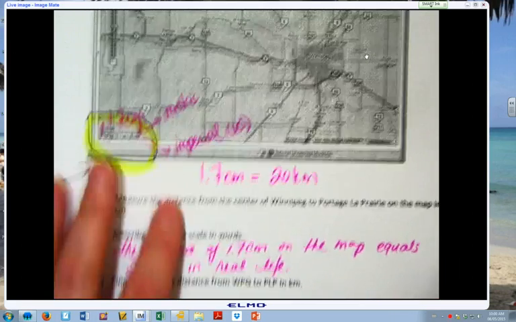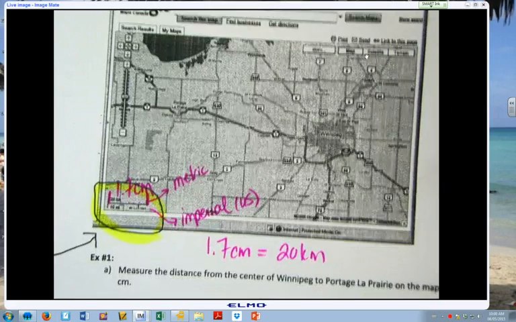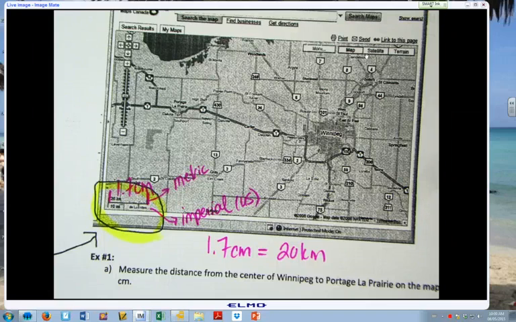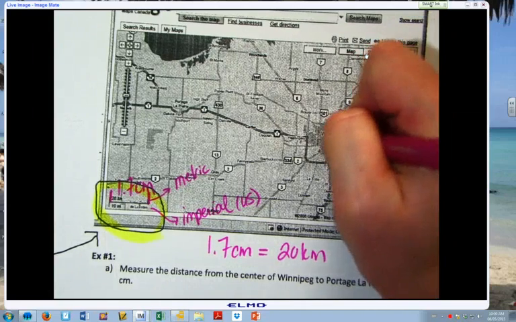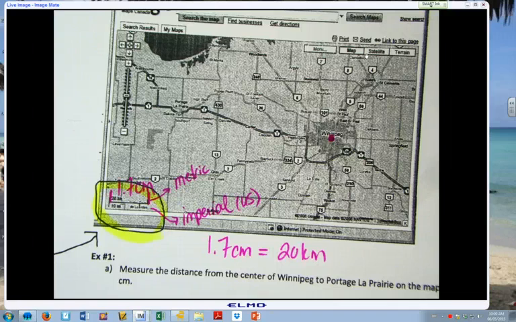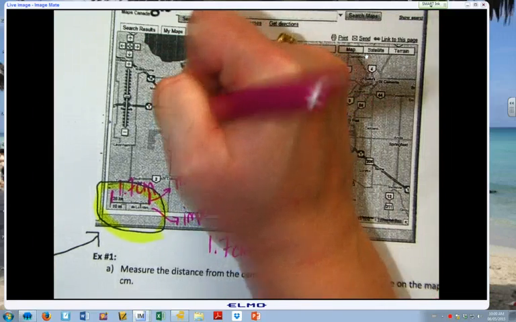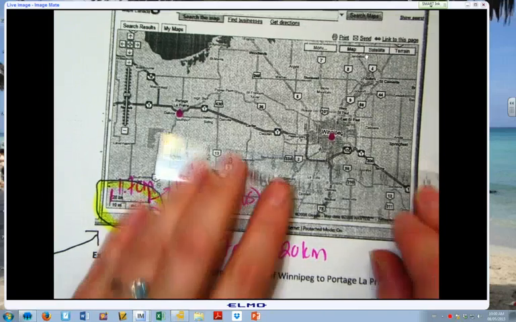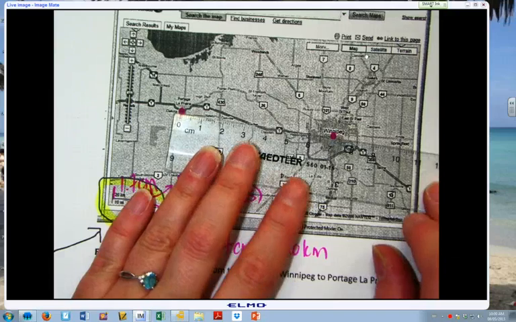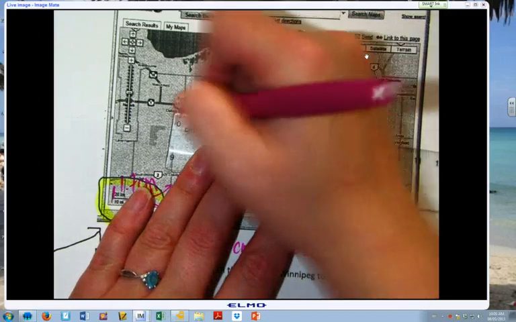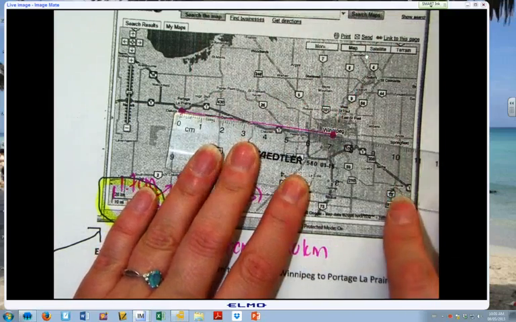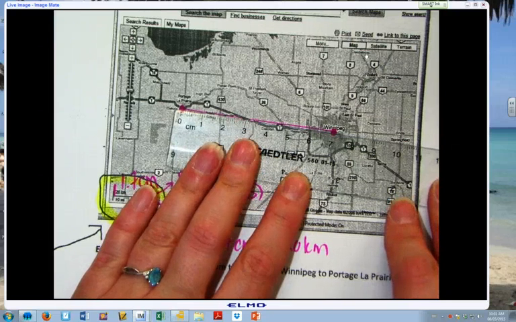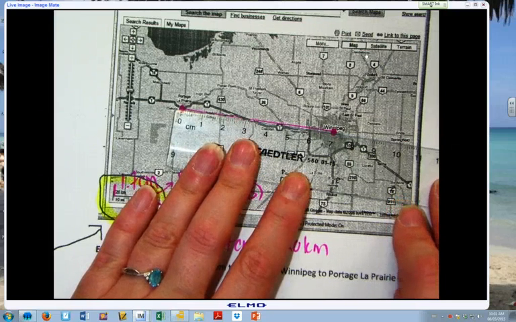Let's go back to part A. Part A wants you to actually measure the distance from the center of Winnipeg to Portage la Prairie. So we're just going to estimate where the center is. Portage la Prairie is right here on the map. And so let's measure the shortest distance. We estimated right in the middle.